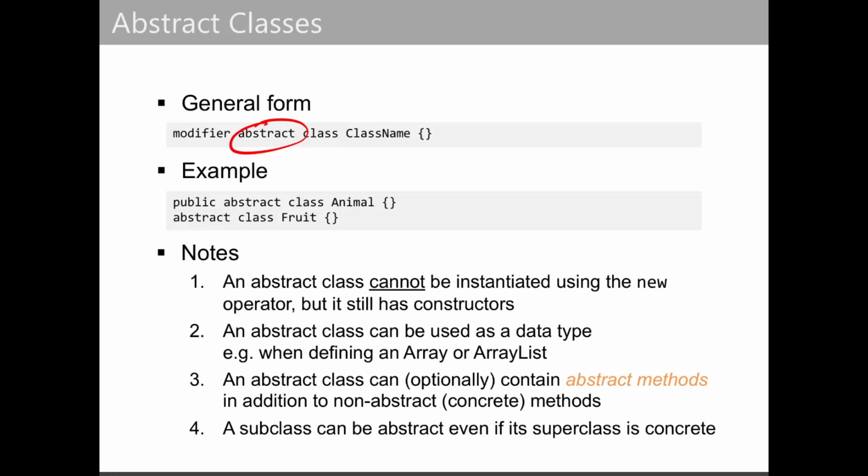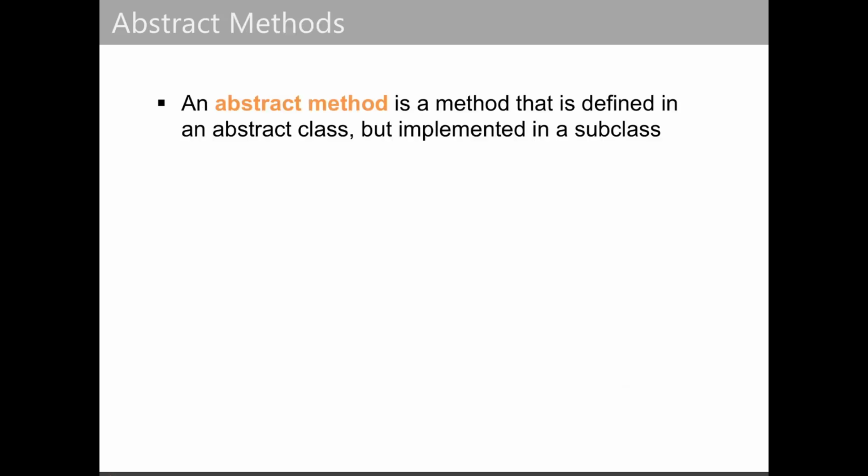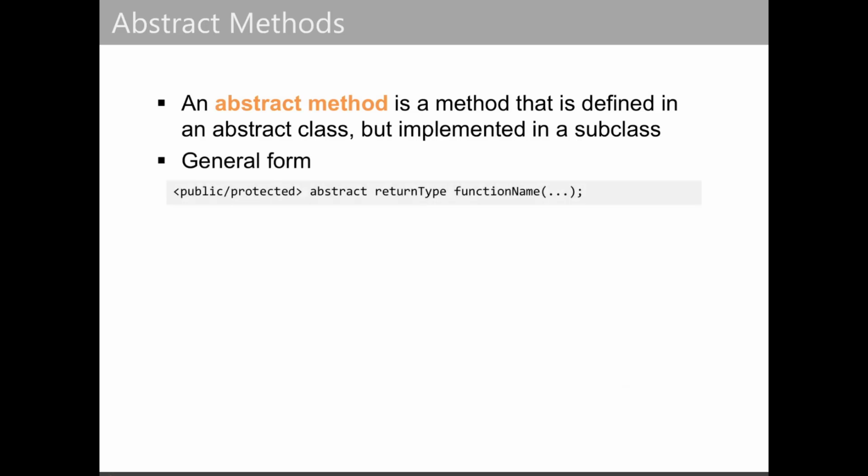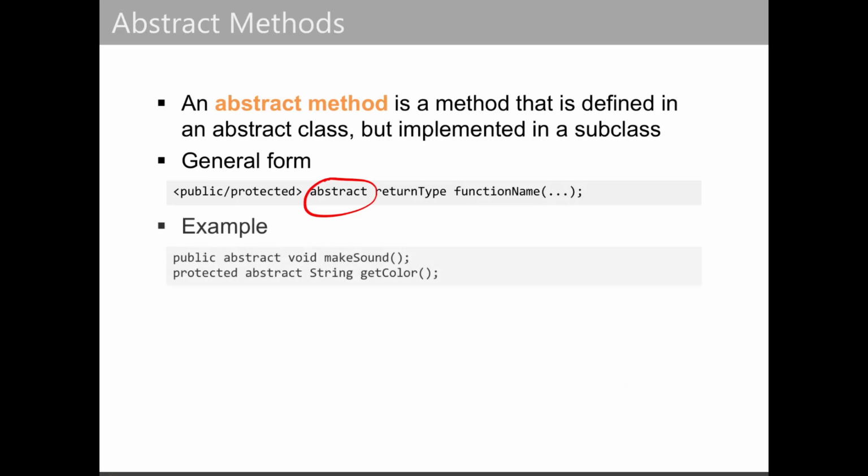We can also use abstract classes in inheritance. A subclass can be abstract even if its superclass is concrete. Now let's think about abstract methods. So an abstract method is one that's defined in an abstract class, but it gets implemented in the subclass. So in other words, you don't have a body of the function in the abstract class. The general form is to include the word abstract in between the visibility modifiers and the return type of the method. So maybe more specifically, we might have an abstract class that has a method called makeSound.